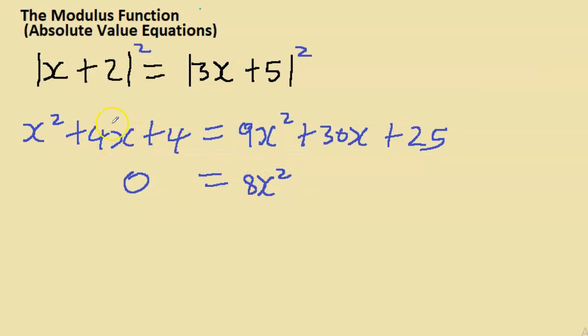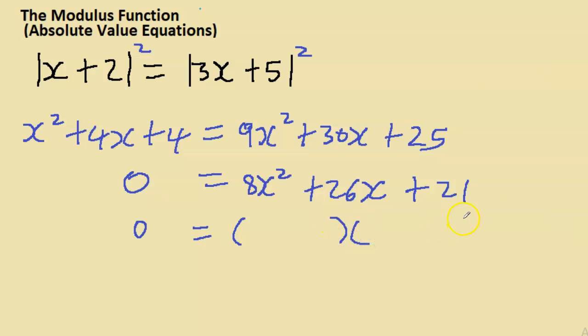I'll subtract the 4x from both sides. So 4x grouped with this here is 30x minus 4x, which is positive 26x. And subtract 4 from both sides here. This 4 grouped with this 25 is 25 minus 4. That's positive 21. So I'm skipping a couple of steps here, and this can be easily factorized. Factorize this: 4x, 2x plus 3, plus 7. So these would be the factors.